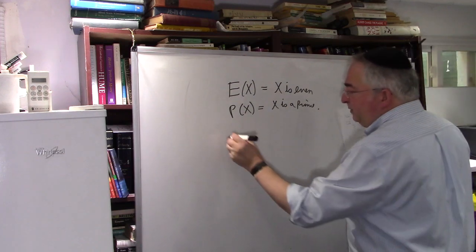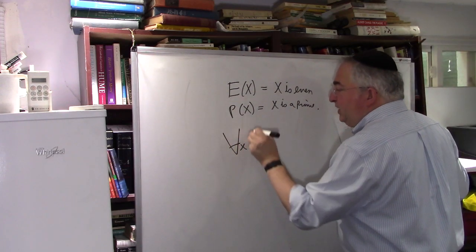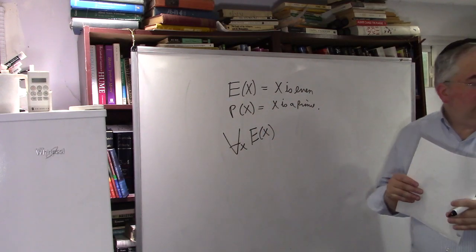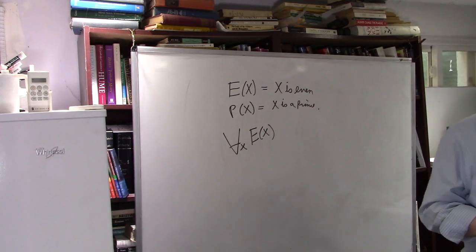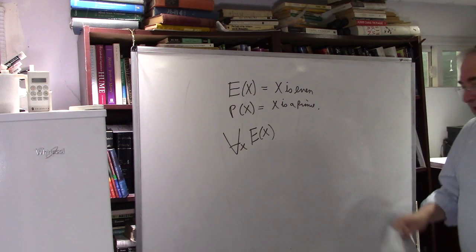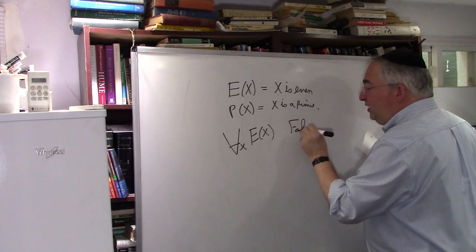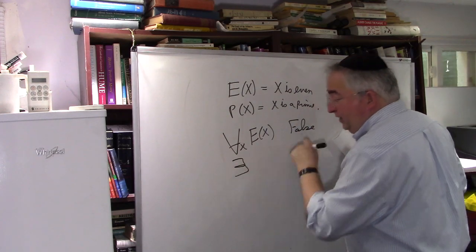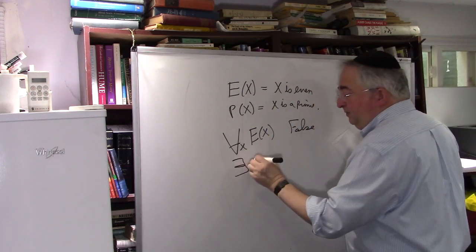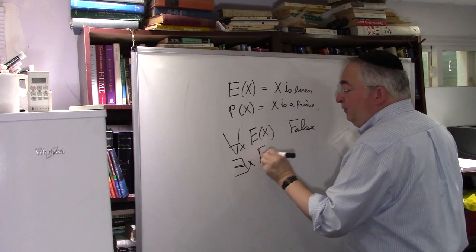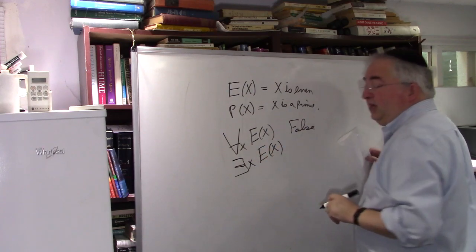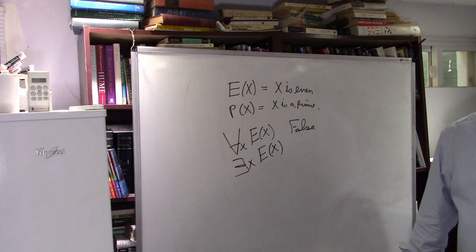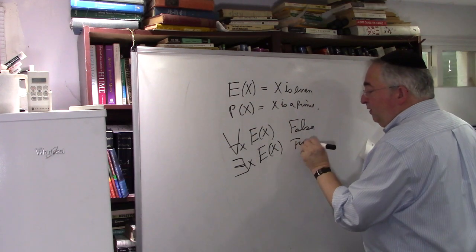Okay, so let's go through some of them. For all x, E of X. What does that say? That means every number is even. Is that true? No. So this is false. This is not a true statement, but it is a perfectly legitimate statement. There exists an x such that E of X. Is that a true statement? Are there even numbers? Yeah, 2, 4, 6, 8. So this is true.